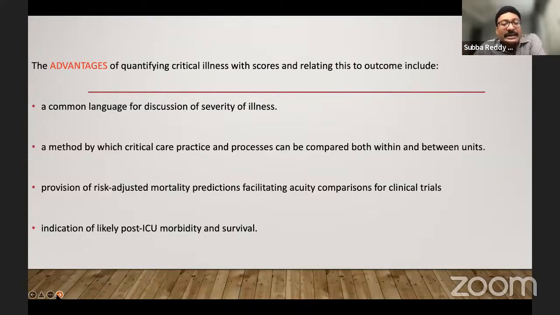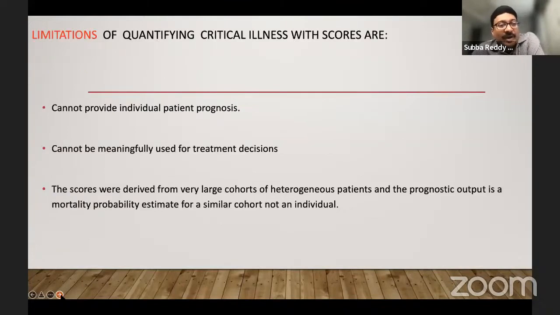A method by which critical care practice and processes can be compared within or between units. The provision of risk-adjusted mortality predictions, facilitating acuity comparisons for clinical trials, and indication of likely post-ICU morbidity and survival. So when you're doing family meetings, you have to tell them what is the risk of mortality and what is the risk of post-ICU morbidity. All these things you need to discuss with the patient's family members.